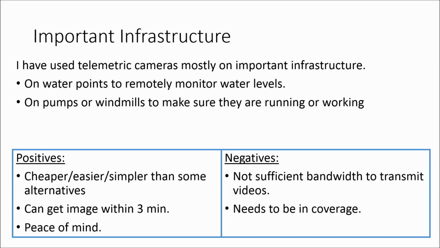Troubleshooting is pretty easy. You can troubleshoot a lot of problems over the phone. If you're just on the edge of coverage, you can get external aerials for them, similar to a car kit. You can go from that sort of one bar to a couple of bars, and that's quite sufficient to work with the telemetric cameras.